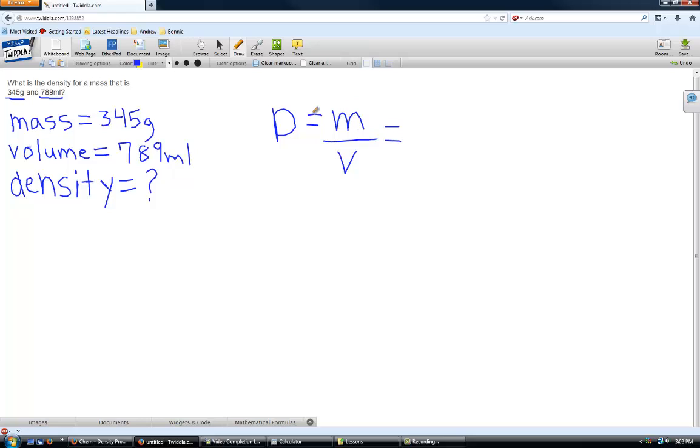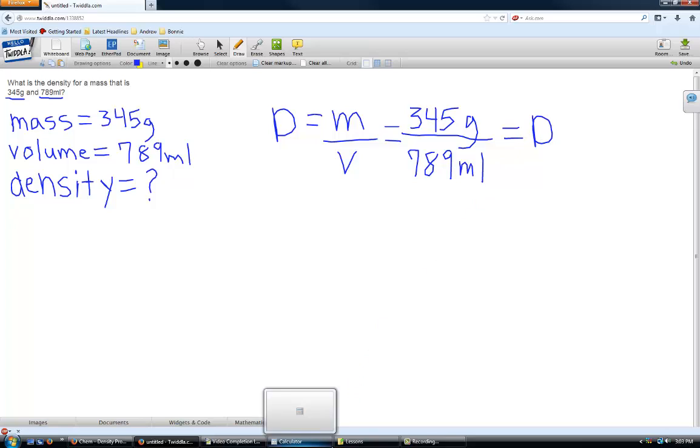So for my mass, I look at my mass and I say I need 345 grams to go in place of where my mass should be. Then for my volume, I need to put in 789 milliliters. This will all equal some kind of density.